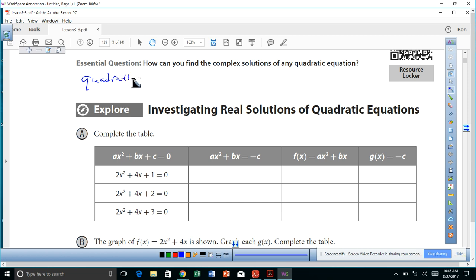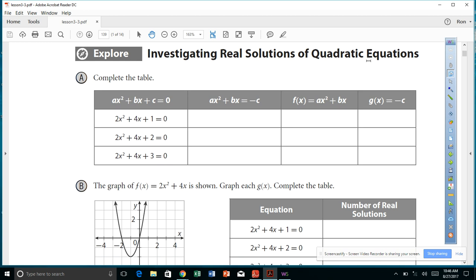Quadratic formula. X equals negative b plus or minus the square root of b squared minus 4ac all over 2a.